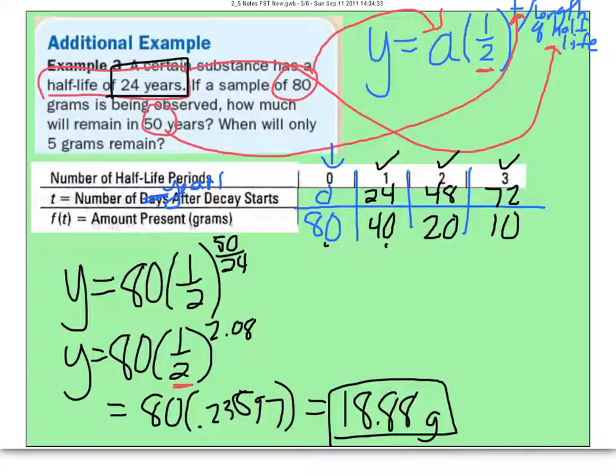Well, the answer that we computed came out to be 18.88 grams. Does that make sense? Well, this is after 50 years has gone by. Well, the table says at 48 years, 20 grams will be there. So if we let 2 more years go by, the 20 grams will decay a little bit, and the 18.88 actually makes sense.